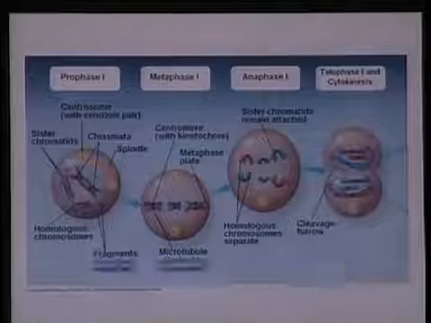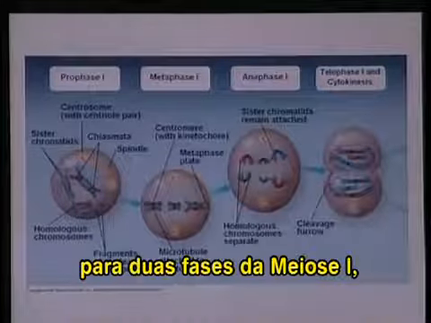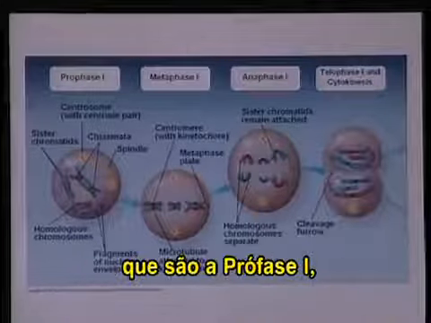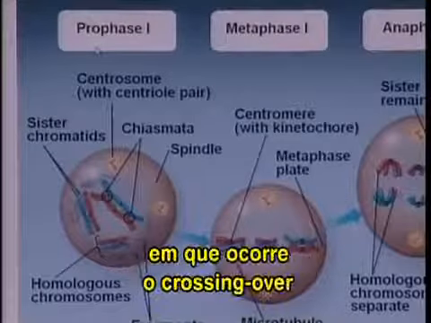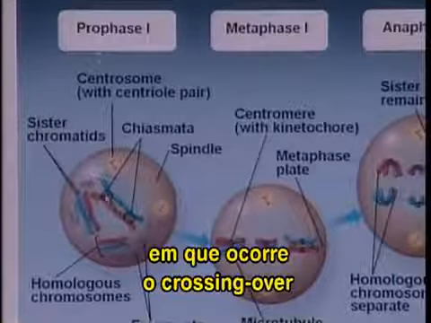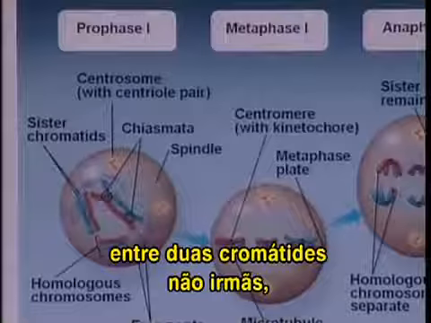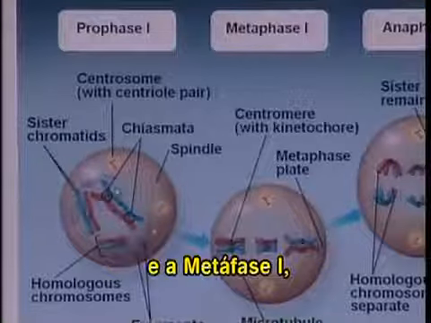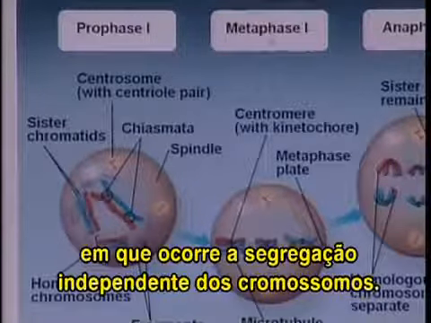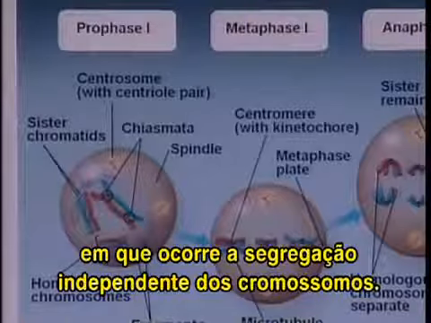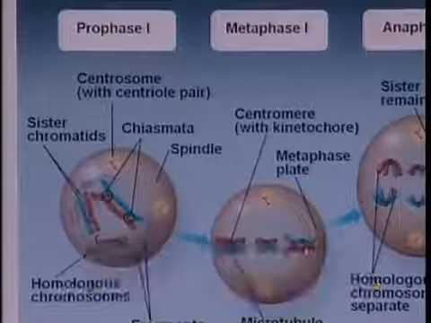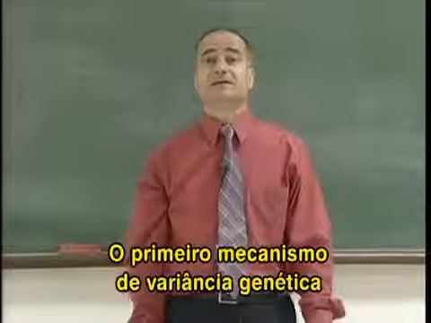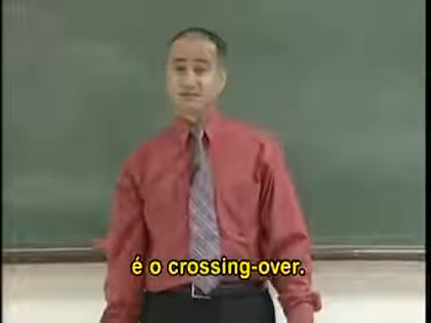I want to draw your attention to two phases in meiosis one. Namely, prophase one, in which crossing over takes place between non-sister chromatids, and metaphase one, in which independent assortment of chromosomes takes place. The first mechanism of genetic variation is crossing over.